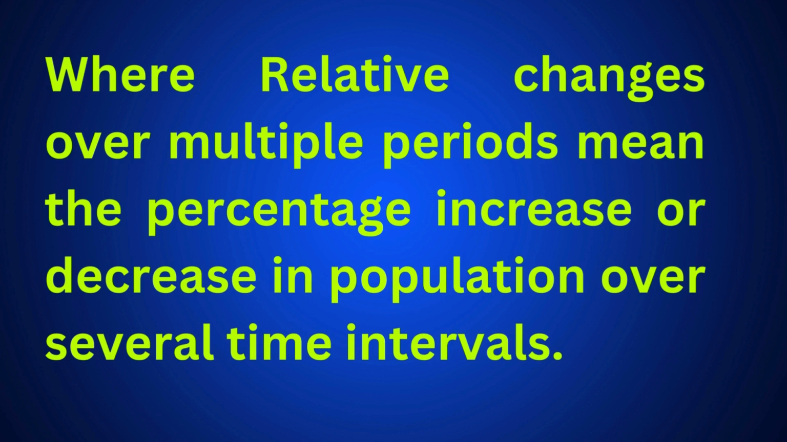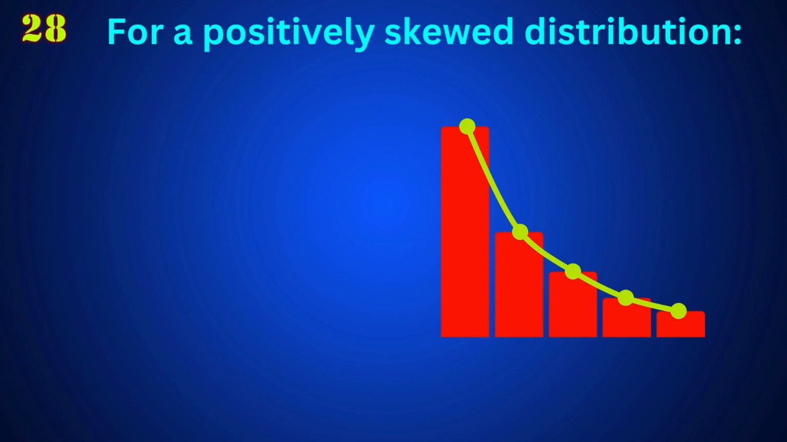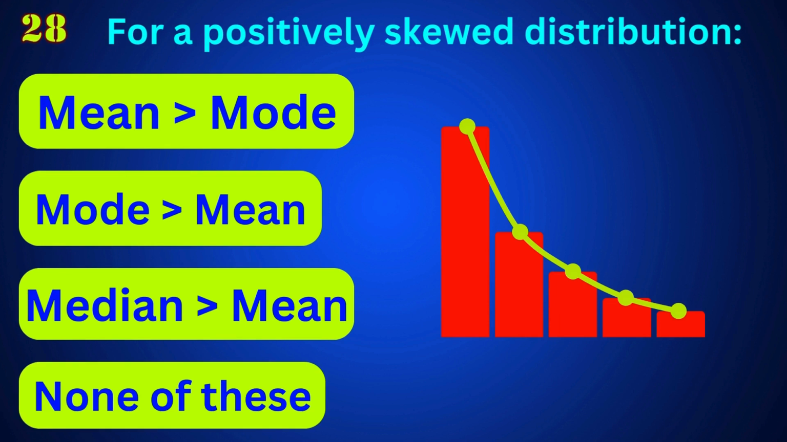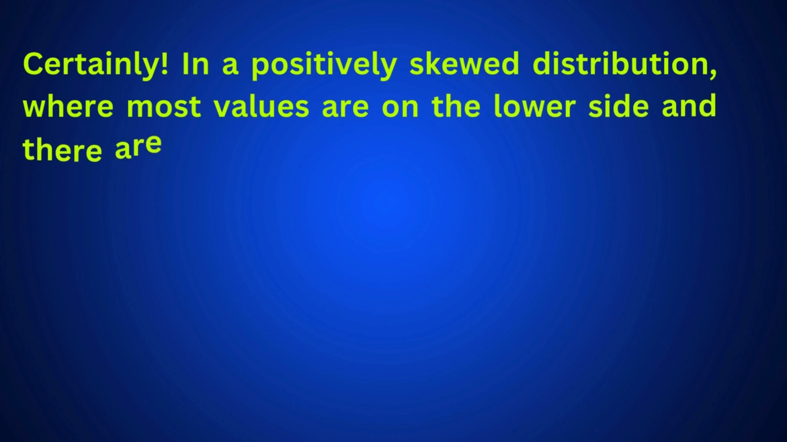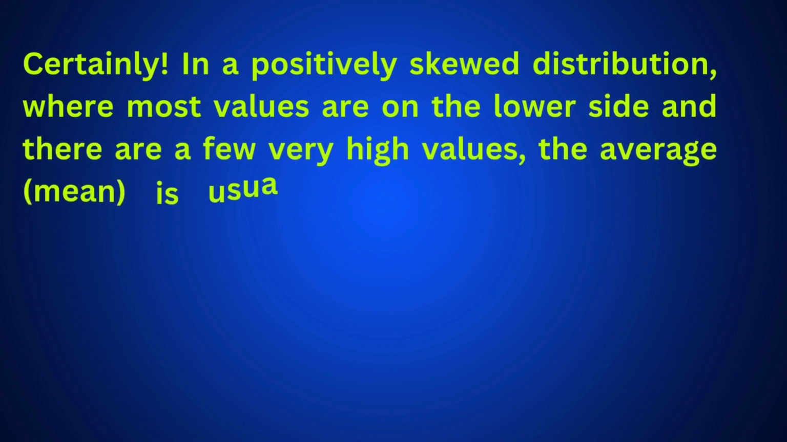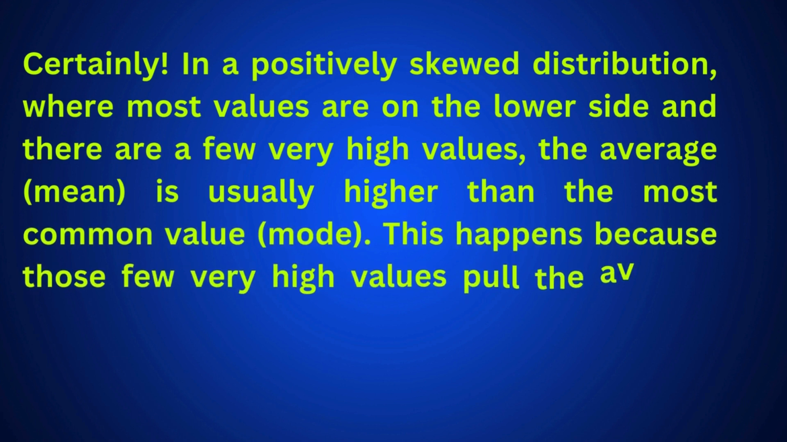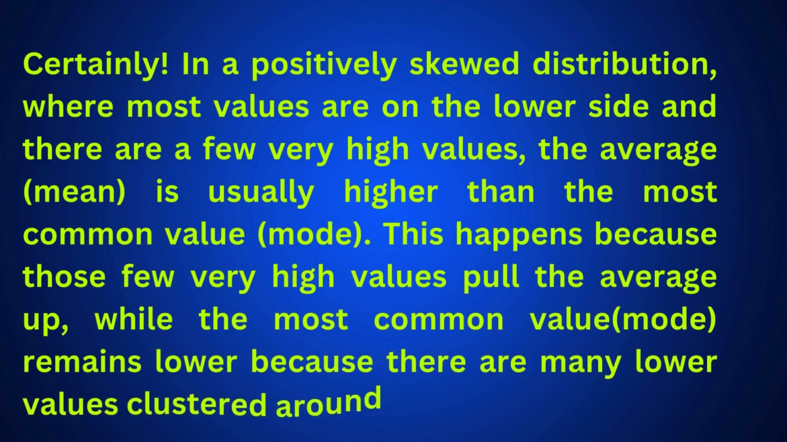For a positively skewed distribution, options are mean greater than mode, mode greater than mean, median greater than mean, none of these. Right option is mean greater than mode. In a positively skewed distribution, where most values are on the lower side and there are a few very high values, the average mean is usually higher than the most common value, mode. This happens because those few very high values pull the average up, while the most common value, mode, remains lower because there are many lower values clustered around it.